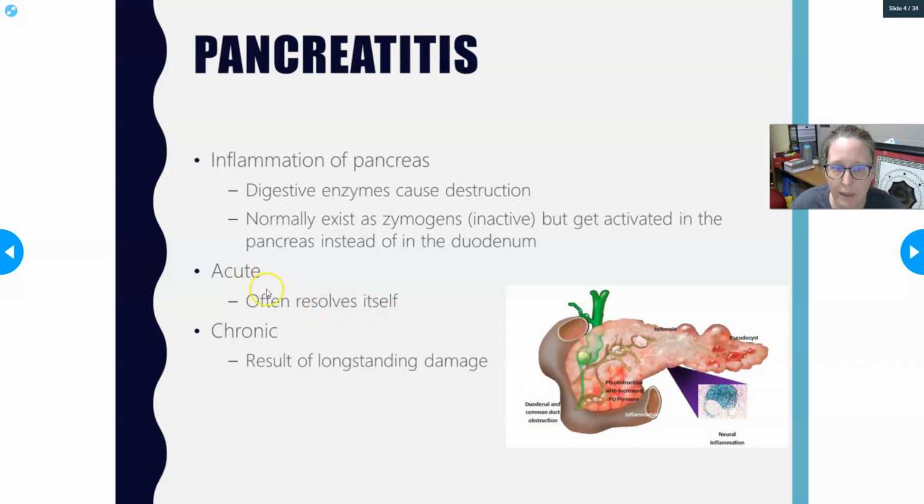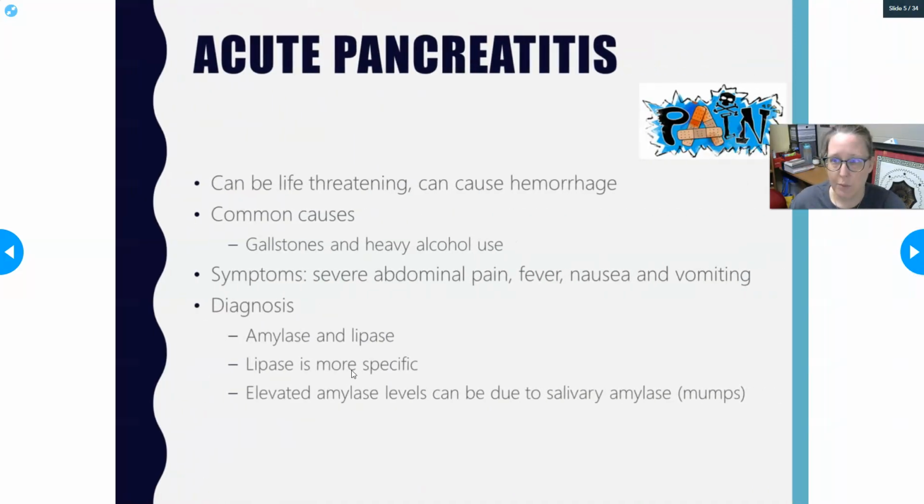And so acute pancreatitis often just resolves itself, but chronic pancreatitis doesn't, it just stays, and it's usually the result of long-standing damage to the pancreas, and a patient usually has to live with it for the rest of their life. So let's start with acute pancreatitis. It can be life-threatening because it can cause hemorrhage, so you can get a lot of bleeding in the GI and abdominal area. The common causes of acute pancreatitis are gallstones, but also heavy alcohol use.